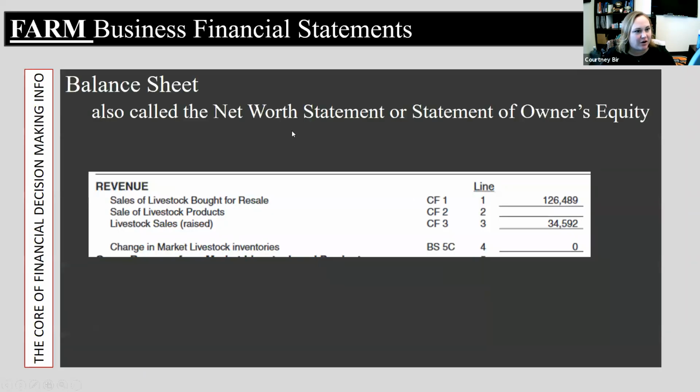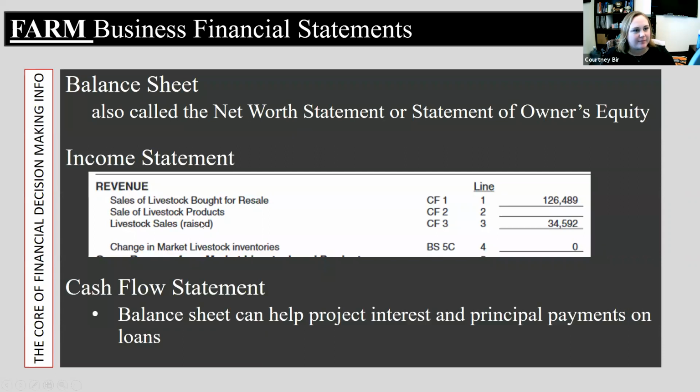Okay, so there are several different pieces of the farm business financial statement. The first one is the balance sheet. It's also called the net worth statement or statement of owner's equity. You also have the income statement, and you have the cash flow statement. Both the income statement and the cash flow statement are based on information from the balance sheet. And so what I'm showing here with this income statement is that BS5C actually stands for balance sheet. So if you have your balance sheet done first, it can help you complete these other financial statements that make up the core of financial decision-making information.